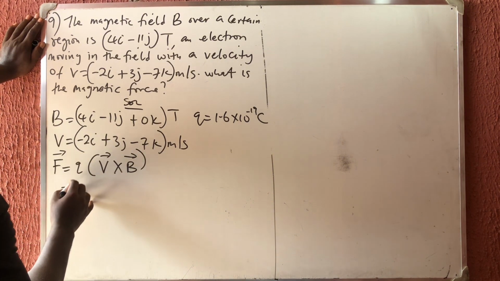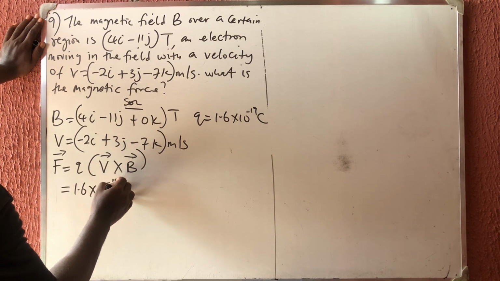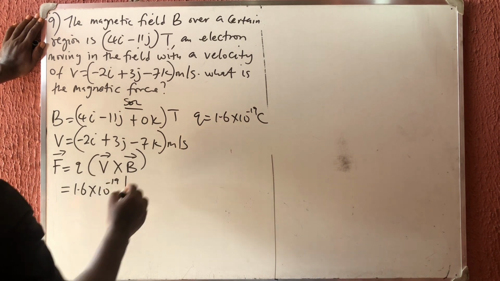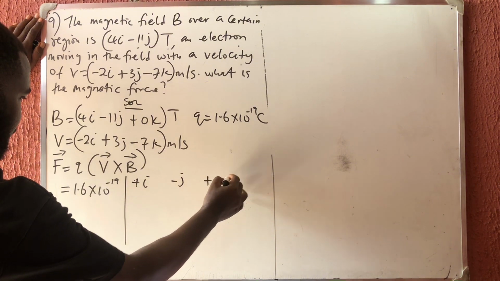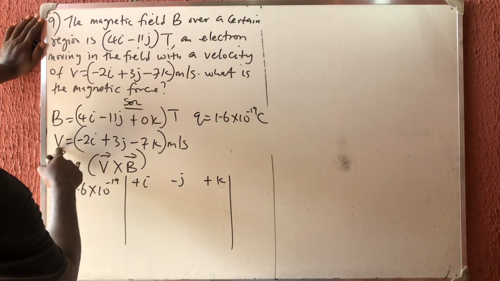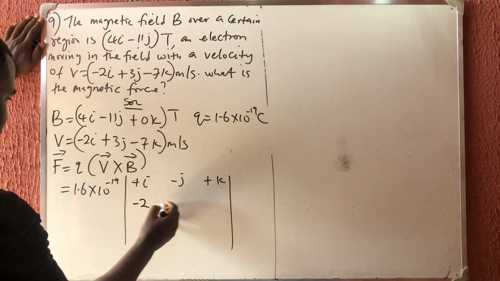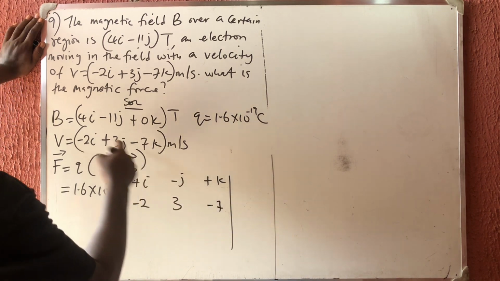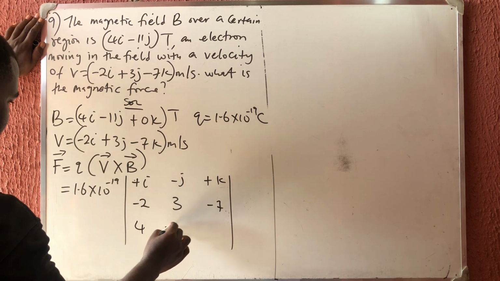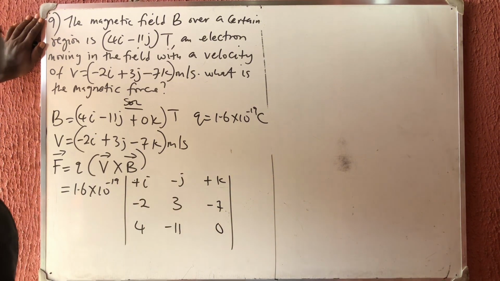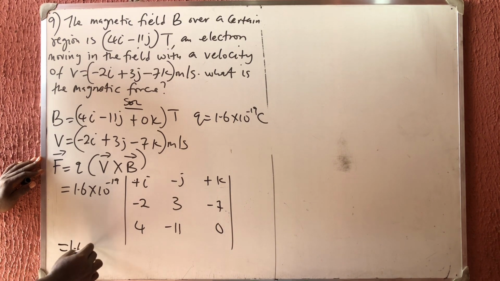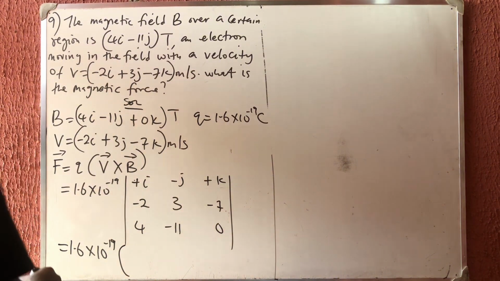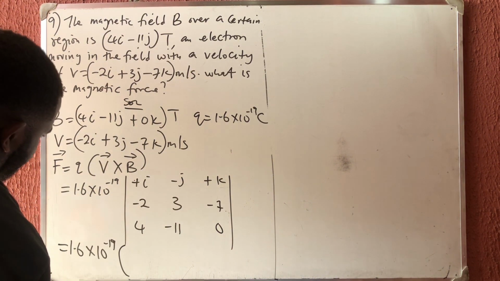So this is equal to 1.6 times 10 raised to power minus 19. Then you now have your cross product, that is plus i minus j plus k. I'm going to have my v, which is minus 2, 3, and minus 7. Then I'm having my B, 4, minus 11, and 0. So now let us get that. This is equal to 1.6 times 10 raised to power minus 19 in bracket of, don't forget, all these are for picking. Go and watch my video on vector analysis.